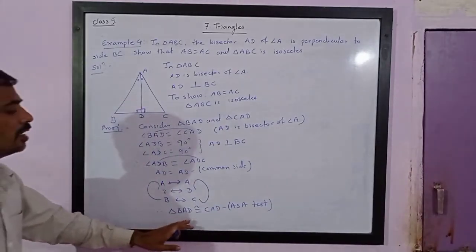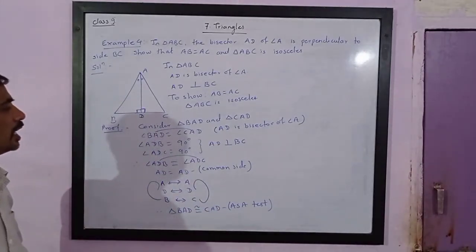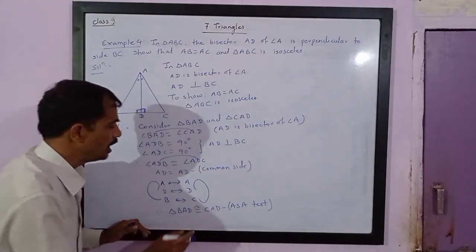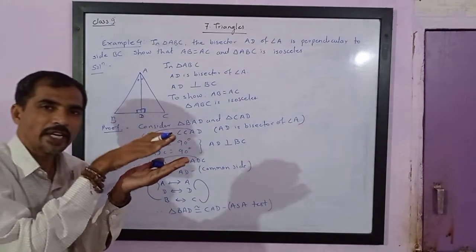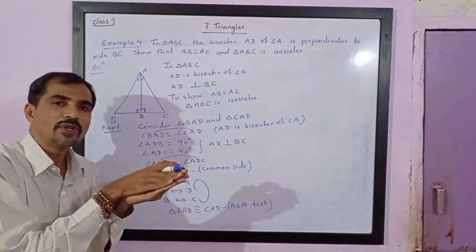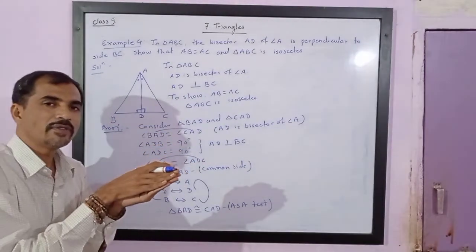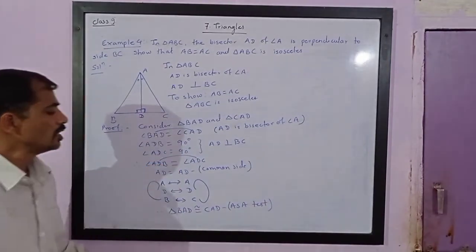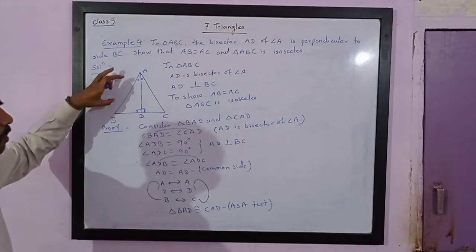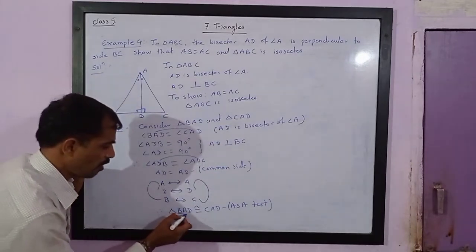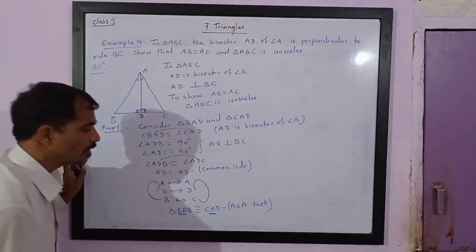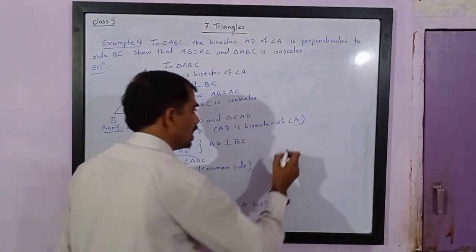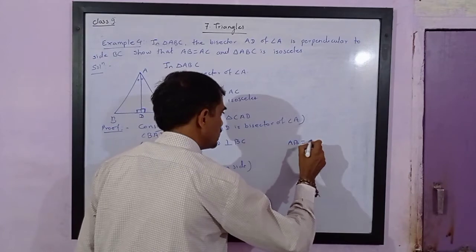Now we have written triangle BAD congruent to CAD. It means if you keep B on C, A on A and D on D, and keep these two triangles one above the other, they will exactly coincide with each other. All three vertices will coincide and the sides also will coincide. So the side formed by the first two vertices, BA and CA, is equal because they are corresponding parts of congruent triangles. So we will get AB is equal to AC.